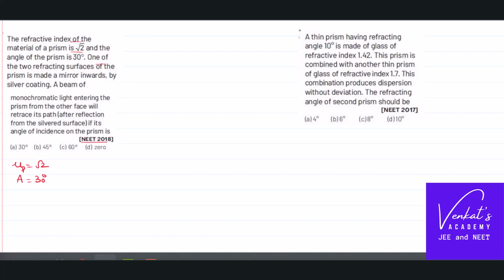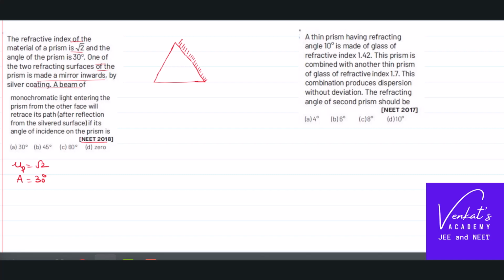One of the two refracting surfaces of the prism is made a mirror inwards by silver coating. So, if you try to draw the diagram for that, if this is the prism, one surface is coated in such a way that it is a mirror, the light reflects inwards. That means outside it is coated with some kind of color.